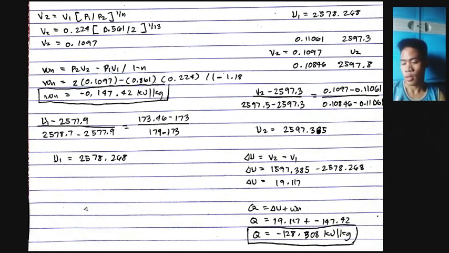Next, for our delta U, the formula for that is delta U equals U2 minus U1, and by substituting it, 2597.385 minus 2578.268, and by calculating it, delta U equals 19.117. And next, for our Q, the formula for that is Q equals delta U plus Wn, and by substituting it, Q equals 19.117 plus negative 107.42, and by calculating it, our Q equals negative 88.308 kilojoules per kilogram. So that's it.